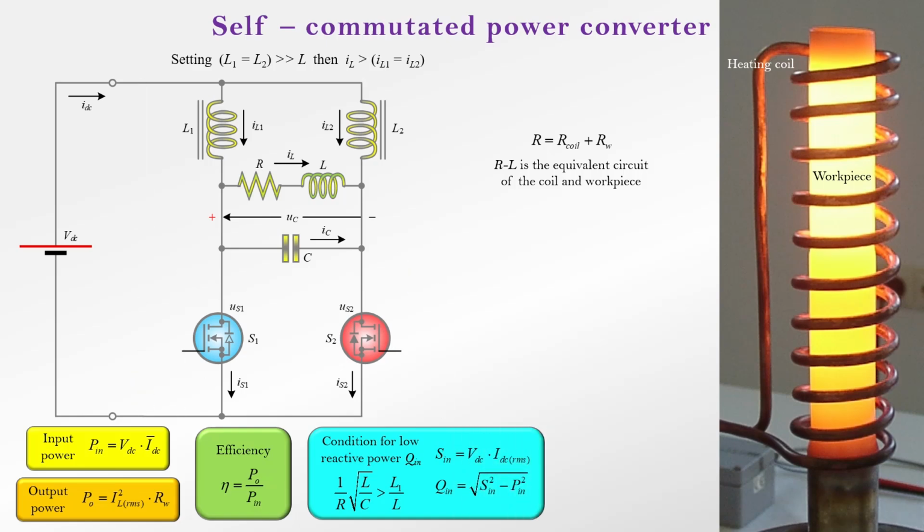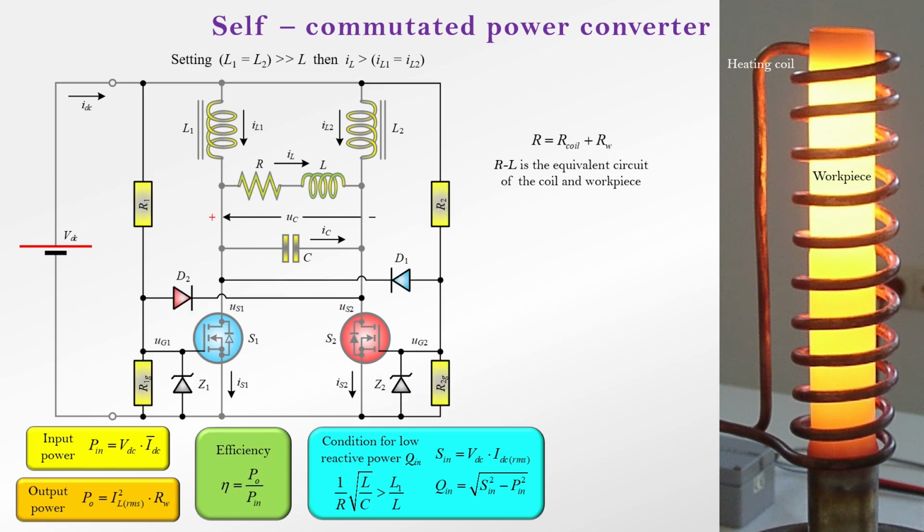The trigger circuit provides pulses to the gates of the two MOSFETs. The Zener diodes limit the voltage at the gate of each MOSFET. The main advantage of the circuit is its ability to self-oscillate at the resonant frequency.